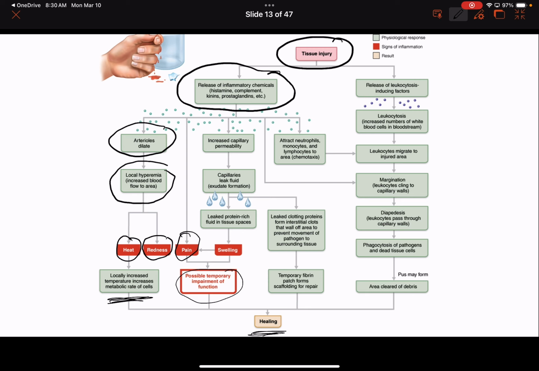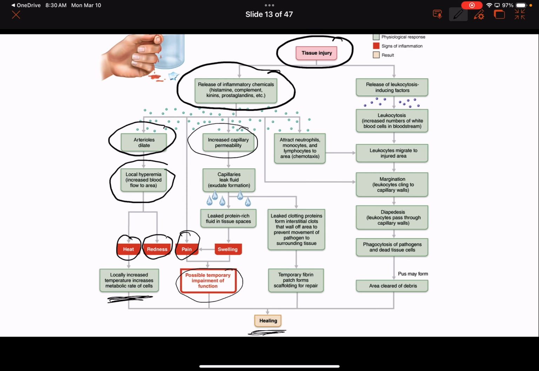The inflammatory chemicals also cause increased capillary permeability. So again, the vessels become leaky and fluid from inside the vessels, particularly plasma, is going to escape out. Now, it is pretty much plasma, but when it's like this during the inflammatory process, the fluid that gets leaked out, we call it exudate.